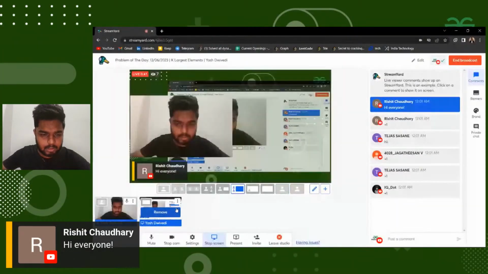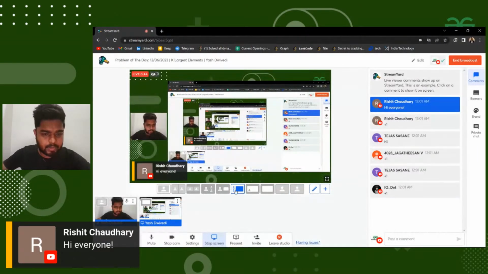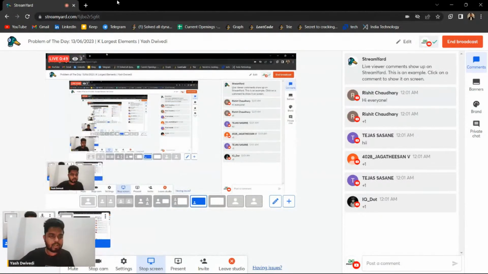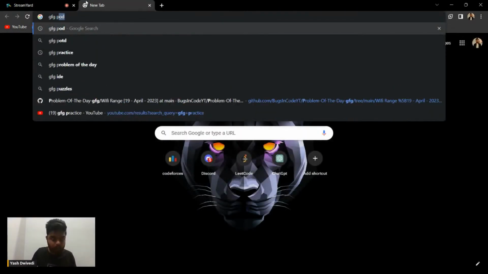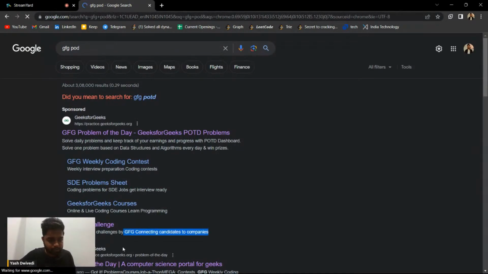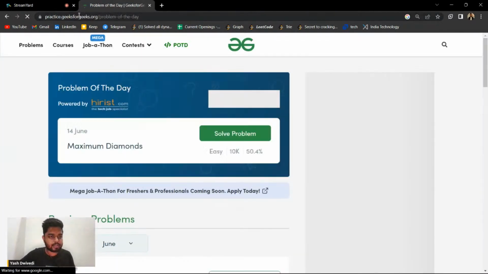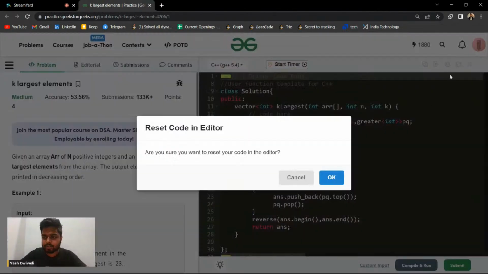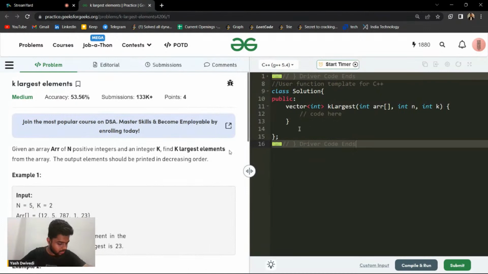Okay, so now let me share my screen so that we can proceed further. All right, things are getting shared, very good. Let me now start with the discussion. Let's quickly open the GFG POD so that we can have a look at it. The problem of the day that we are going to discuss is K largest elements.